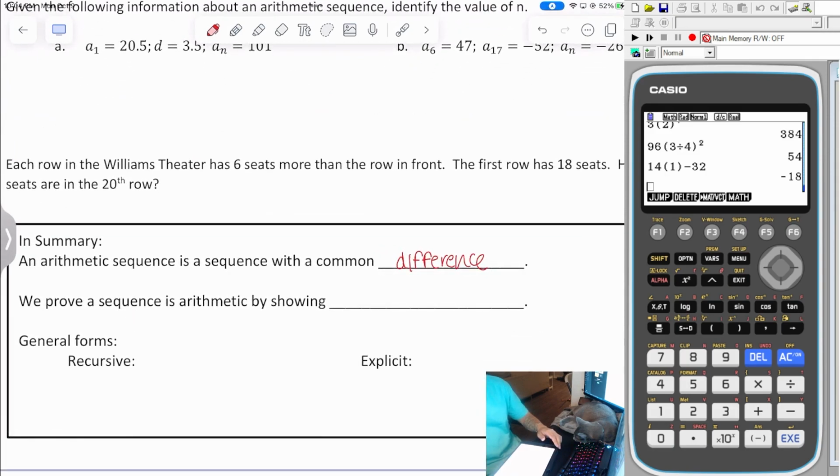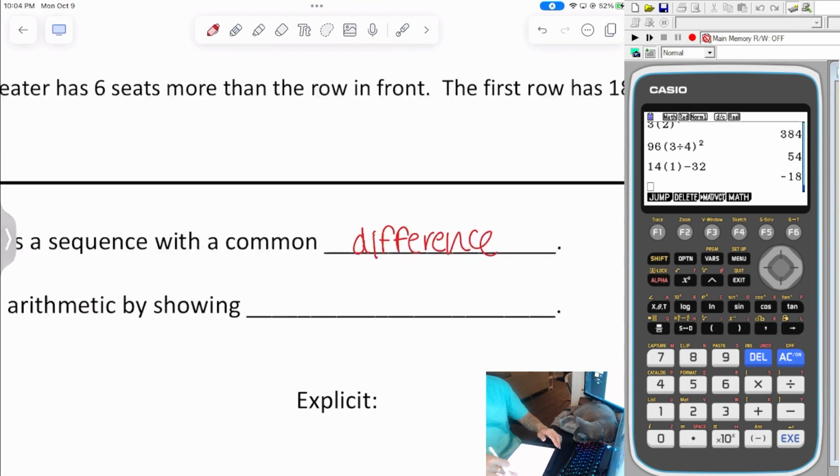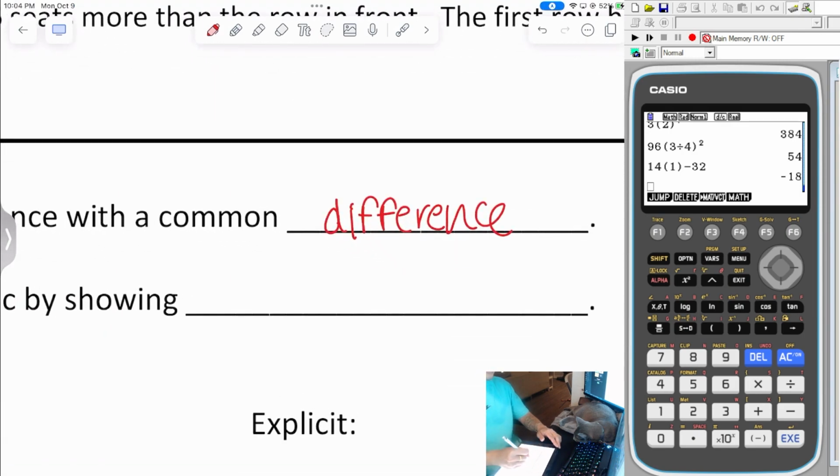And then we proved a sequence is arithmetic by showing this statement. We showed that a sub n is equal to a sub n minus 1 plus whatever difference. Meaning I can take any given position on the sequence, as long as I use the prior number and add the difference, I should be able to get the number that I so desire. So as long as that occurs for every single number of the sequence, then it should hold true, right?